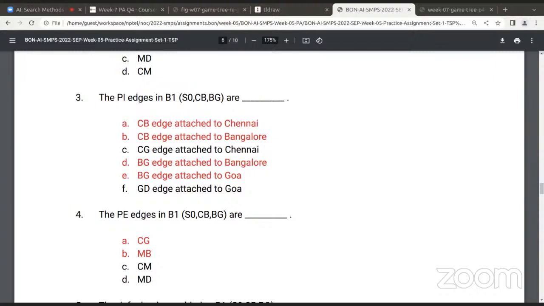Okay. Then BG attached to Bangalore. Yeah, BG attached to Bangalore. BG attached to Goa. From Goa, from GD attached to Goa. Okay, now what do we have here? We don't have GD here. That's why we are not including it. No, but GD is there right here. Yeah. Why GD? Where is GD? No, from Goa to Goa it is not attached, right? Goa is attached to Delhi.